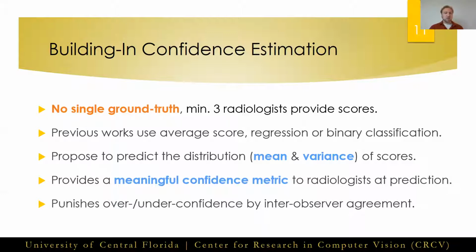Likewise, for nodules with poor inter-observer agreement, we expect our network to output a more spread distribution and will be punished for strongly predicting a single class label, even if correct. At test, this variance in the predicted distribution provides radiologists with an estimate of the model's confidence in that prediction.